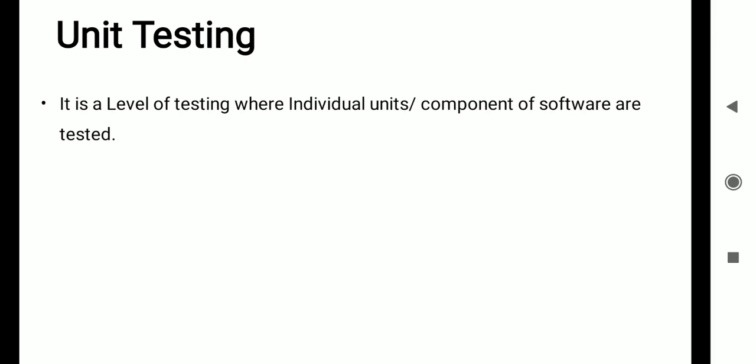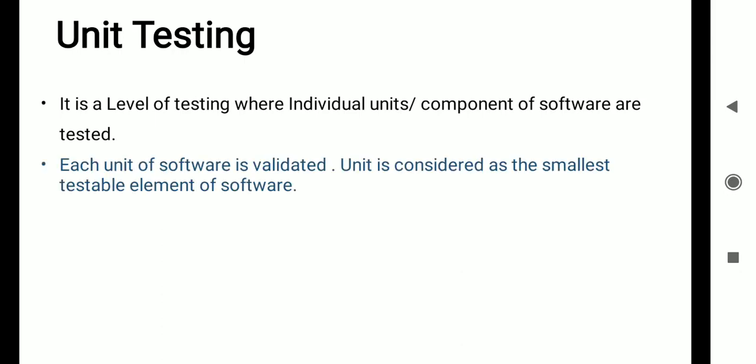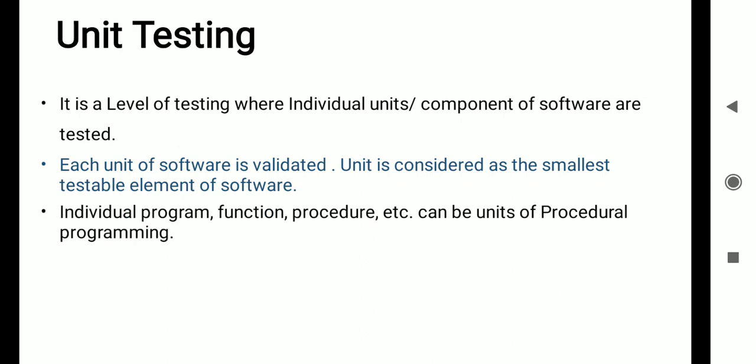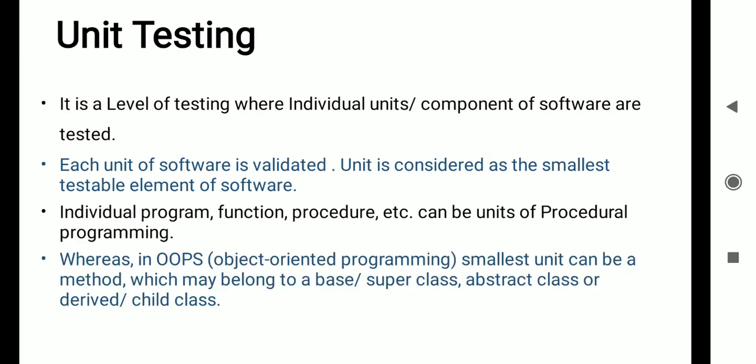Coming on to some more detailed points, the first one: it is a level of testing where individual units and components of software are tested. Each unit of software is validated. A unit is considered the smallest testable element of software. Individual program, function, procedure, etc. can be units of procedural programming. Whereas in OOPS, object oriented programming, the smallest unit can be a method which may belong to a base or superclass, abstract class or derived class. A derived class can also be called a child class.